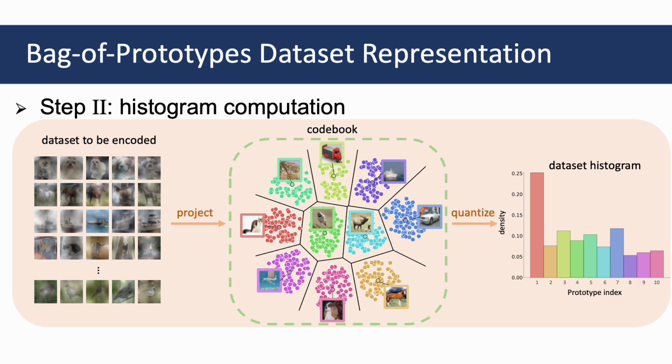Then we compute the dataset histogram. For a dataset to be encoded, we project it onto the generated codebook. For each image feature, we compute its distance to all prototypes in the codebook. An image is quantized to a prototype if it has the lowest distance to it. Following the quantization, we generate a k-dimensional one-hot encoding, where the entry corresponding to the prototype is 1, and all the other entries are 0. Having computed the one-hot vectors for all image features, we sum them all and normalize. This procedure gives us the histogram of the dataset.